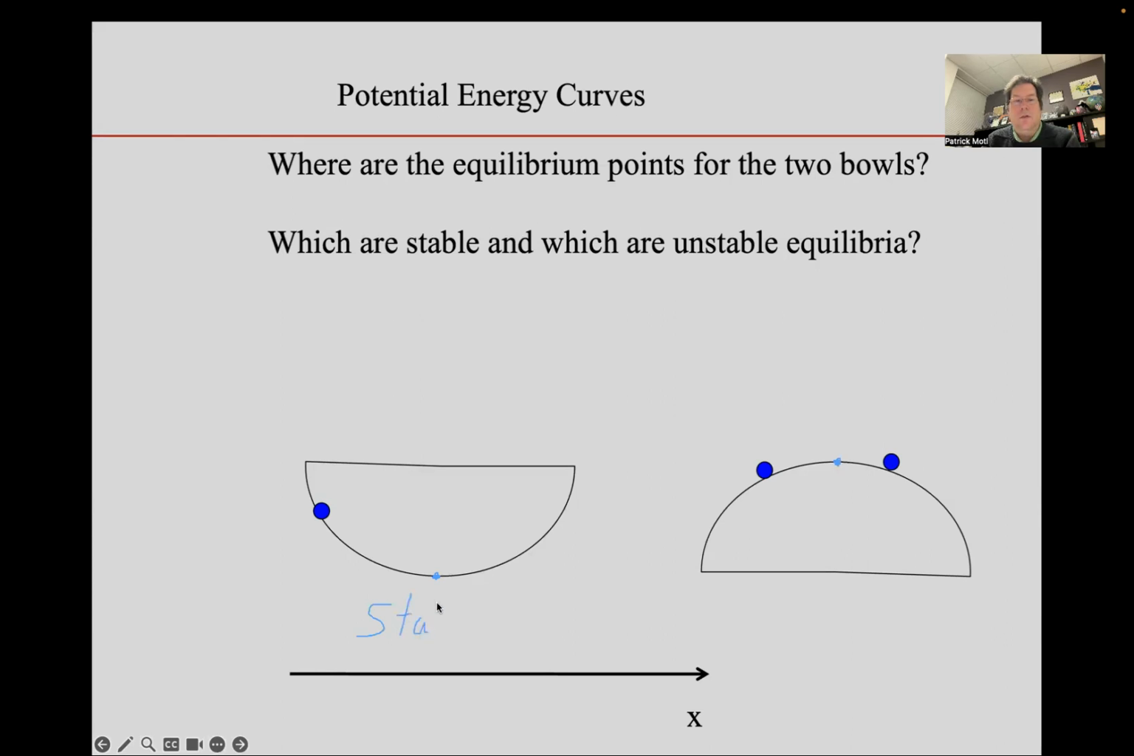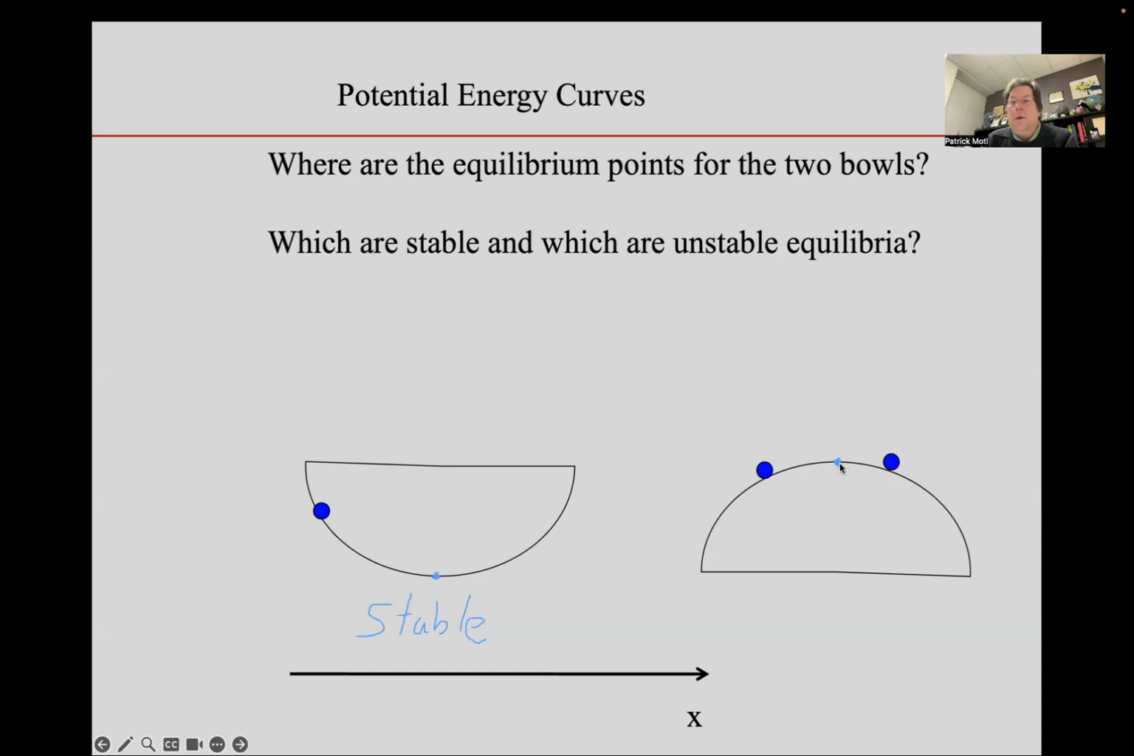And intuitively, if we keep running with our bowl analogy, if I push the marble a little bit to the side, the restoring force has it roll back towards the point of stable equilibrium. So that's how we can tell that that is stable equilibrium.